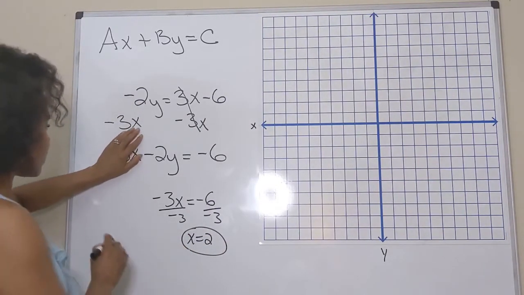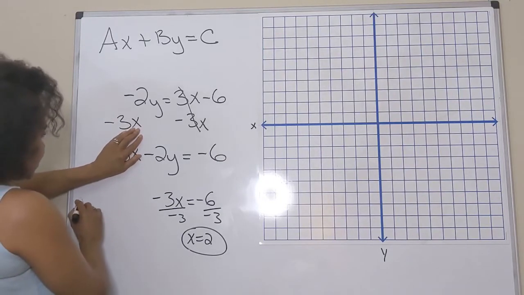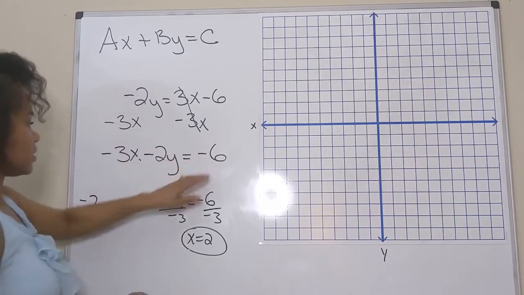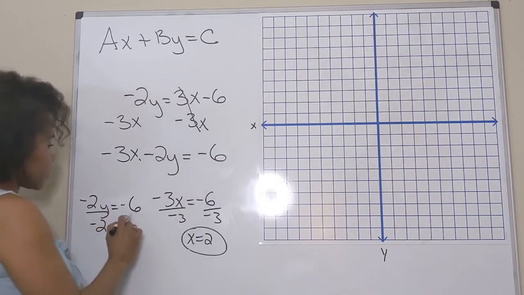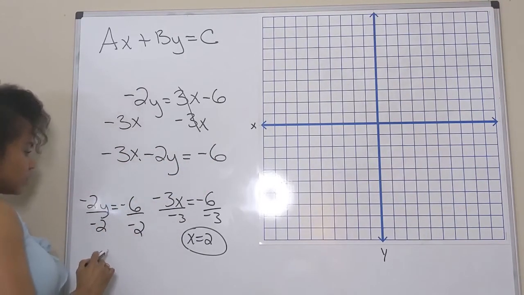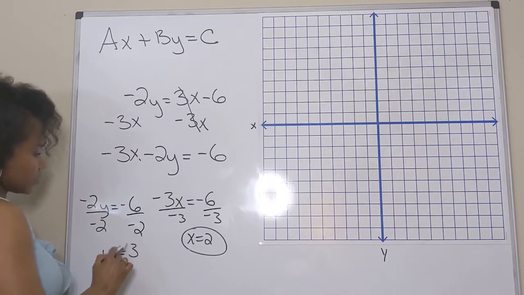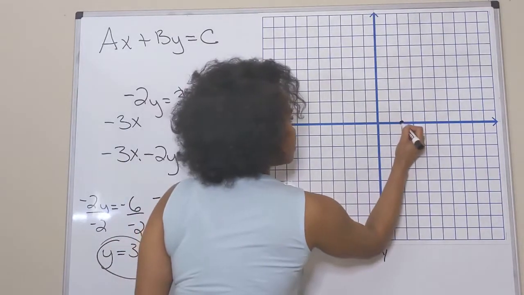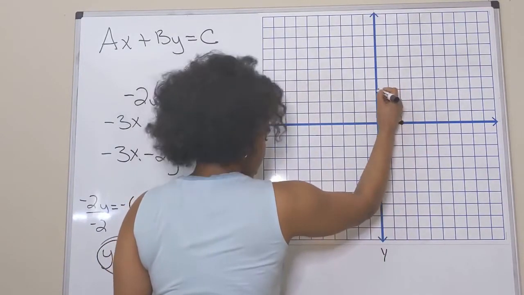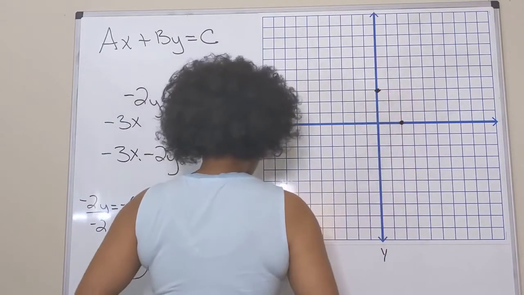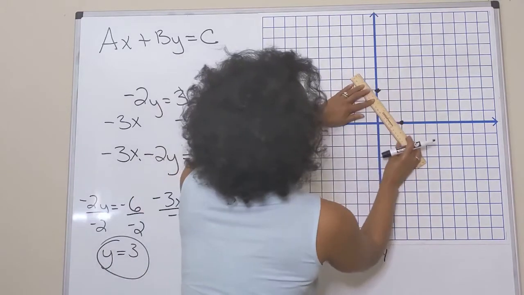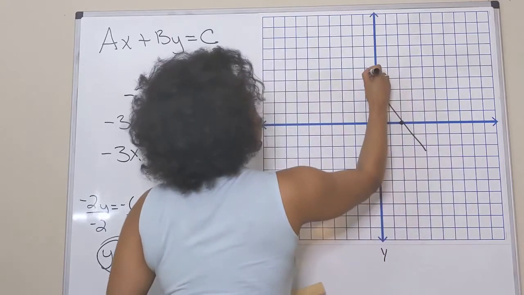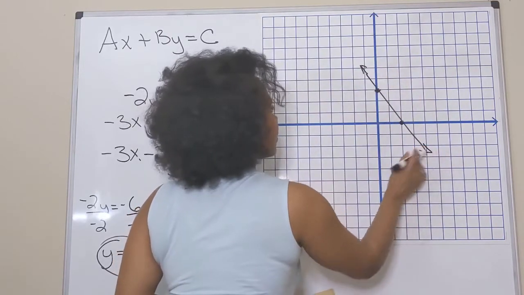Same thing for y. I'm going to try to squeeze it in over here. So negative 2y equals negative 6. Dividing by negative 2, and y equals 3. Plotting those points. X is negative 2. Y is 3. All right. And there we go. I've graphed that line on a coordinate grid.